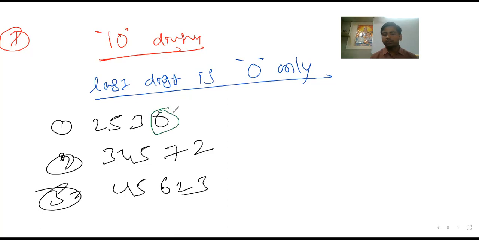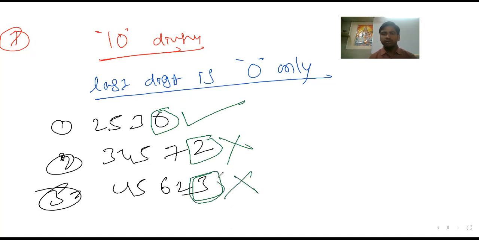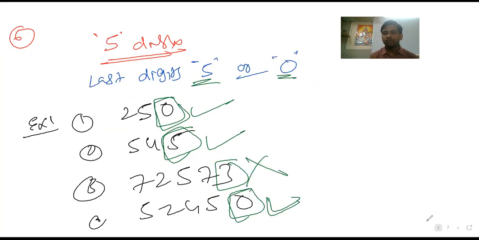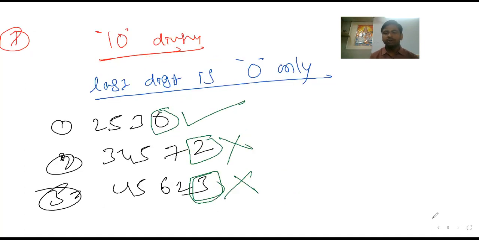What is the last digit? 0. So this is divisible. Last digit is 2. It is not 0. It is not divisible. Last digit is 3. It is not divisible. Last digit must be 0. Then only it is divisible by 10. Otherwise it is not divisible. For the 5 table, 0 or 5, both are optional. But for 10, it is not 5 or 0, it is only 0. Now it is clear. Now switch on to the next.